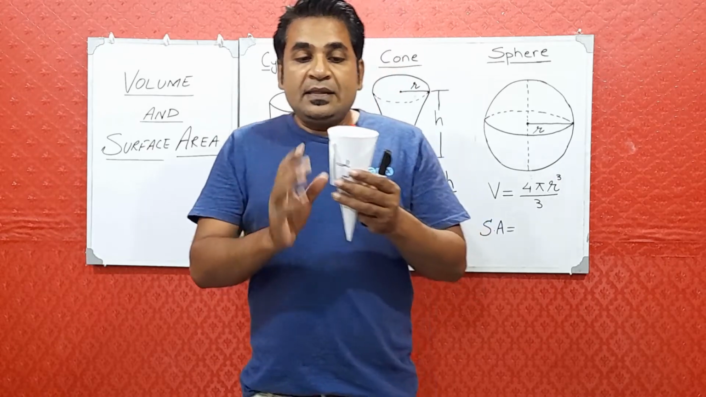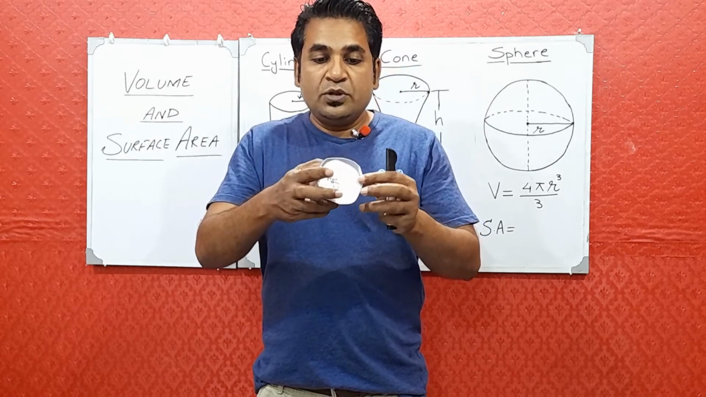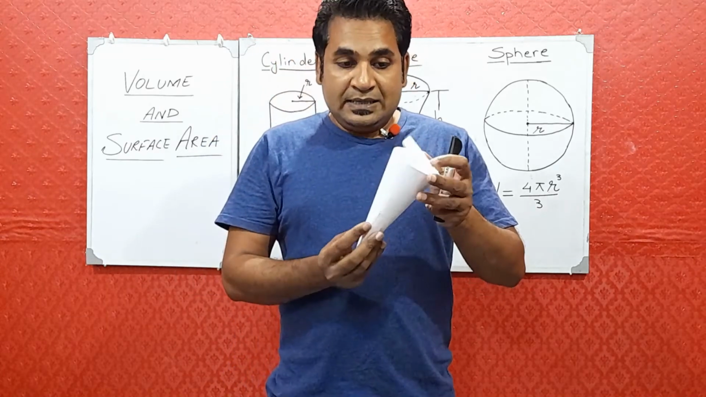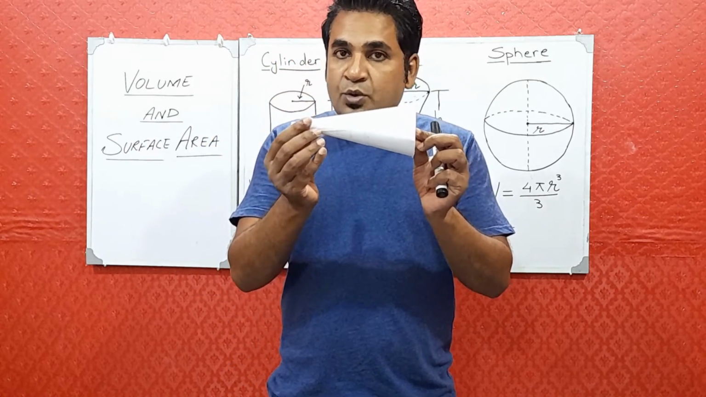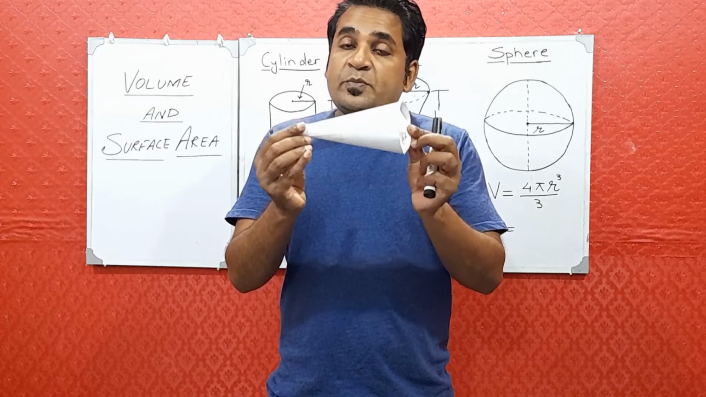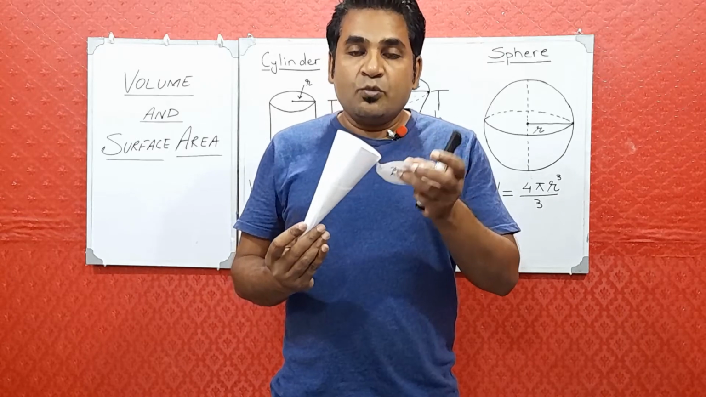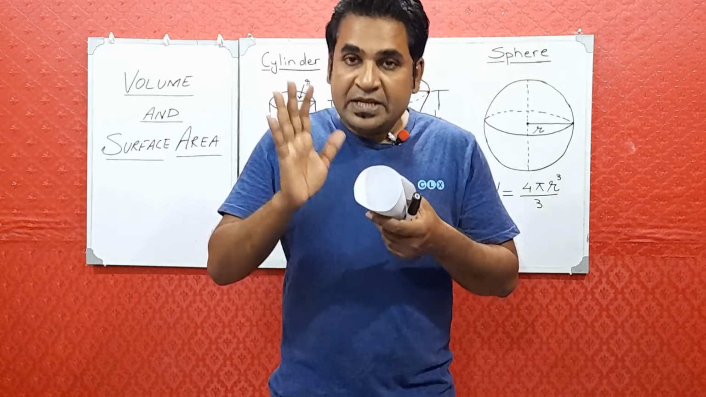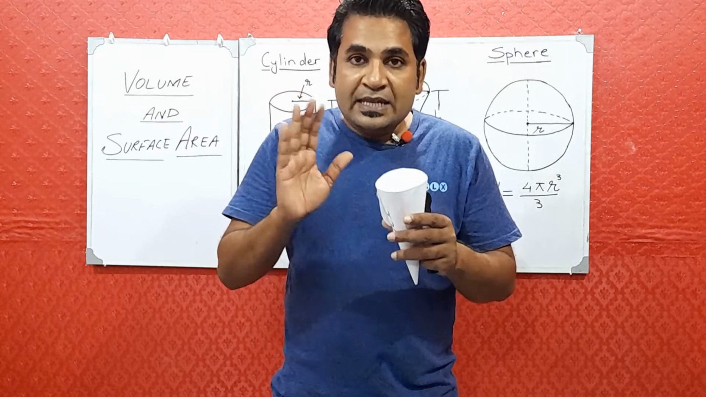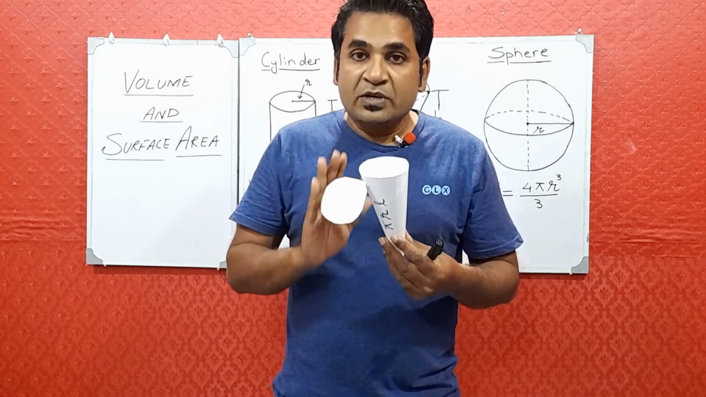Similarly, when I put this cap at the top of this cone, now this is a closed cone. Does it affect the volume of the cone? No, it does not, because its size doesn't change and it occupies the same space. So its volume will remain the same. Whether it is open, empty, filled or unfilled, in any condition the size of the cone will not change, and its volume will remain the same.